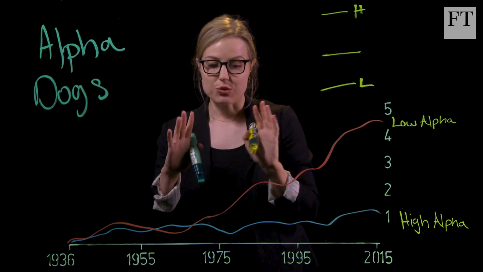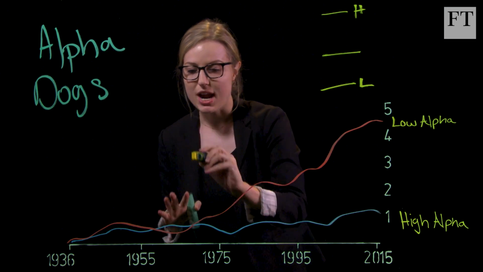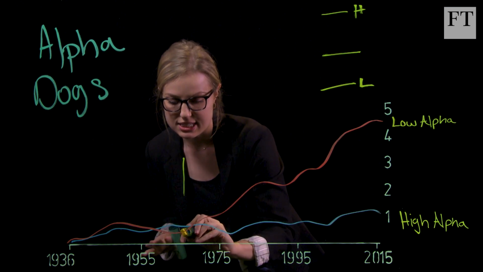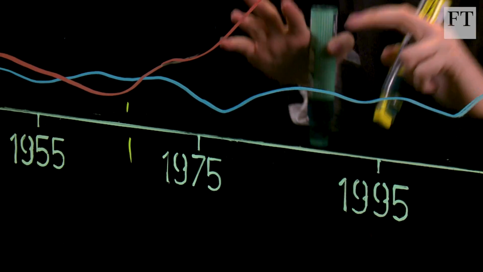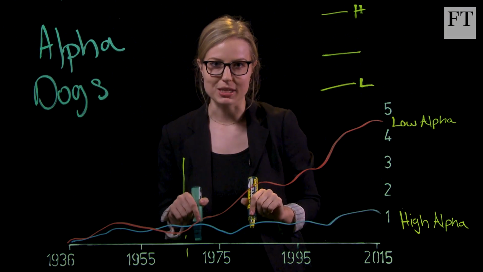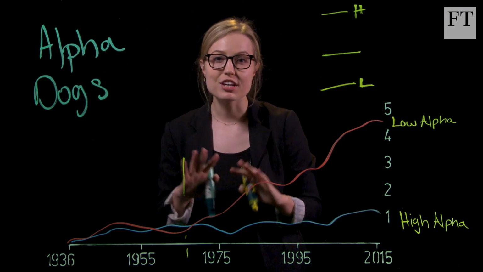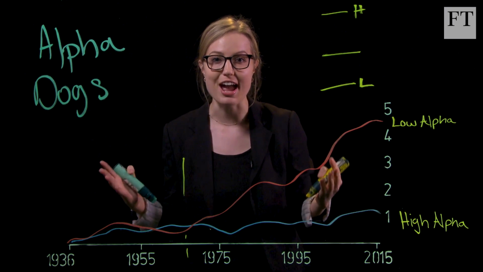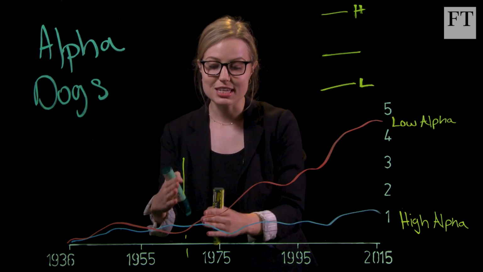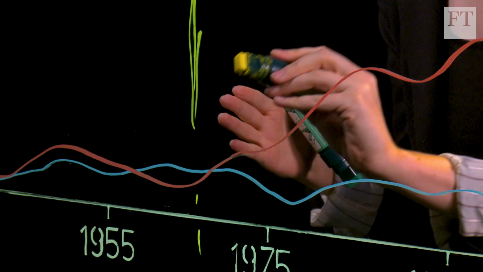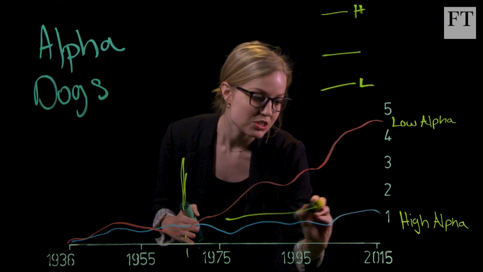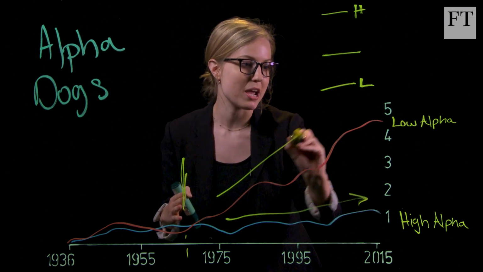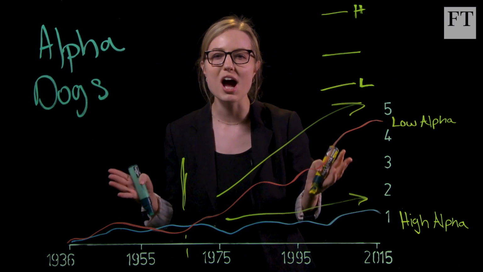Now, the reason for this is that right around here in the 1960s, something called the capital asset pricing model became really popular. Every investor wanted to do this, which was basically to just create a portfolio of high alpha stocks. Now you can see that after that happened, the high alpha stocks really didn't do that well compared to the low alpha stocks. Now why is this?